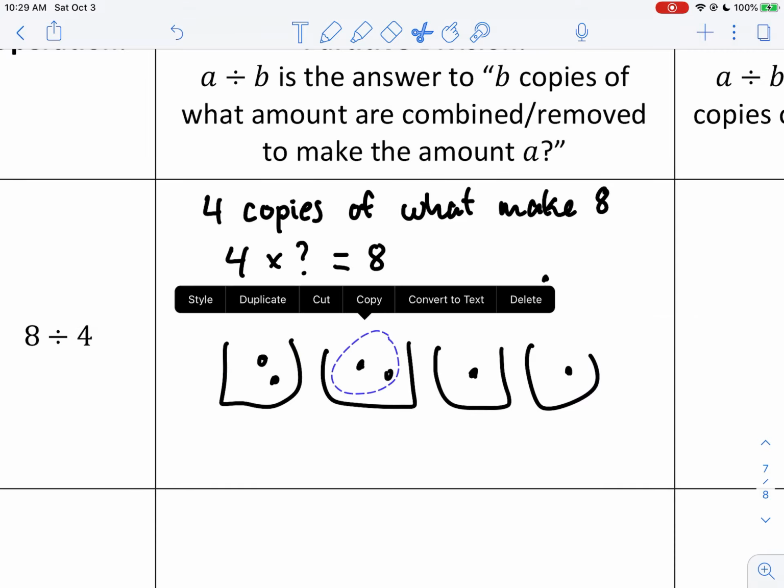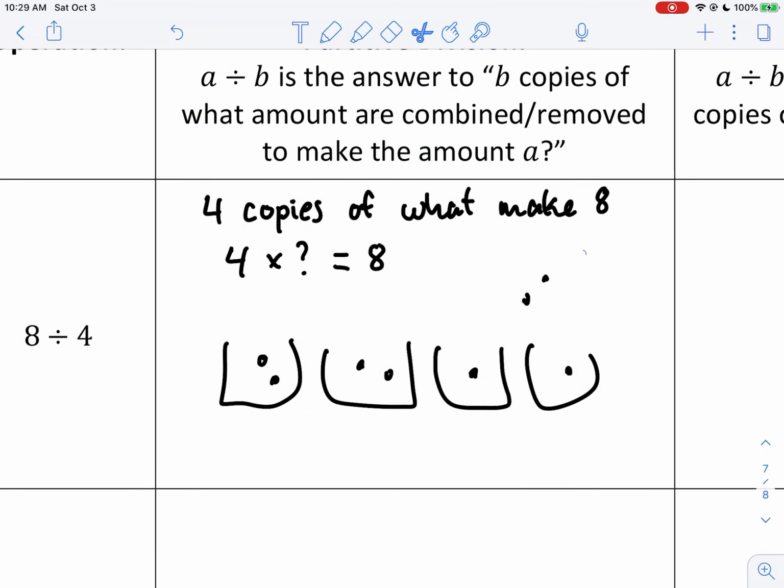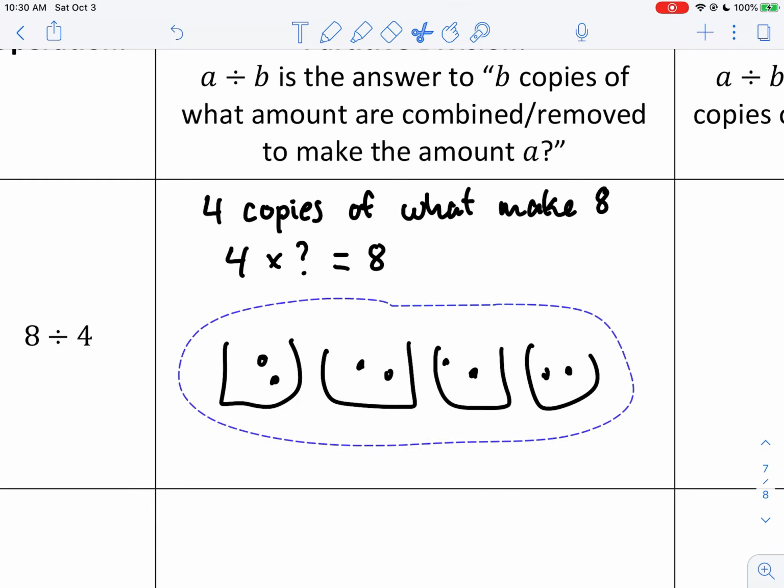You get the idea, sharing these things. Did not mean to do that. Cancel that. And we wind up with this. We get an answer. Okay, I can see that there's 2 per copy. 4 copies of 2 will make 8.